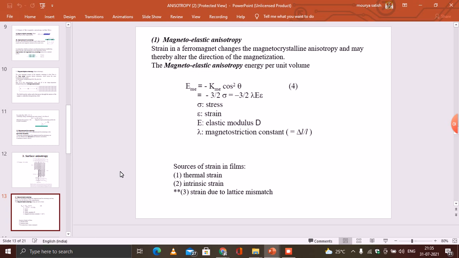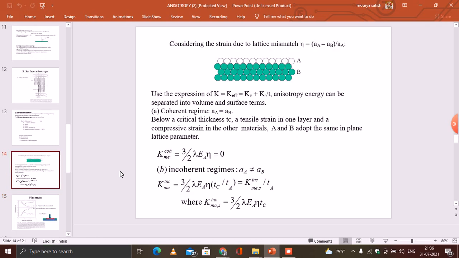Sources of strain in thin films: thermal strain, intrinsic strain, and strain due to lattice mismatch. Considering the strain due to lattice mismatch, nu is equal to Aa minus Ab by Aa. Use the expression K is equal to K effective, Kv plus Ks by t. Anisotropy energy can be separated into volume and surface terms. Coherent regime: Aa is equal to Ab. Below a critical thickness Tc, there is a tensile stress in one layer and a compressive strain in the other, so materials A and B adopt the same in-plane lattice parameters.